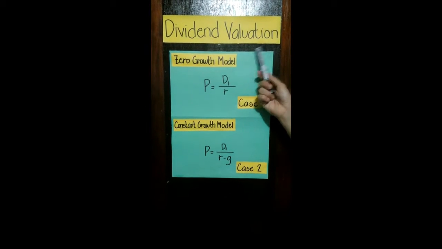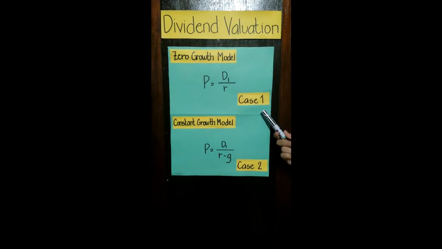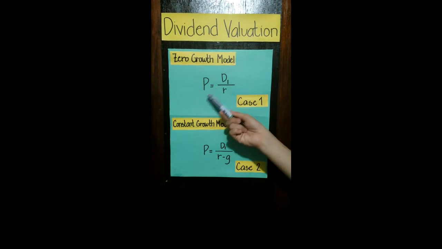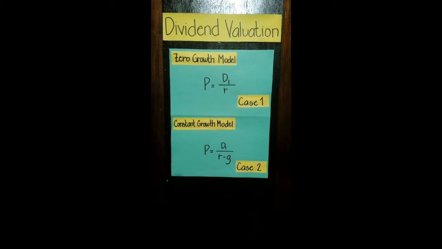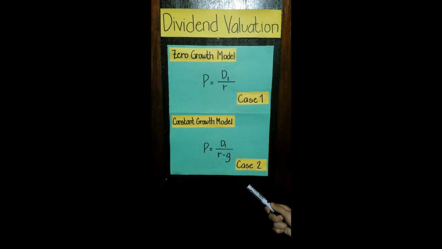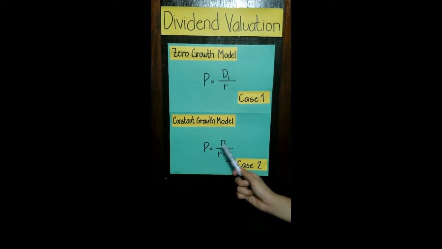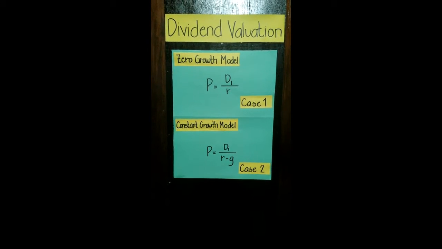In finding dividend valuation, we need to consider two cases. The first one is the zero growth model, the first case, where P is given by D sub 1 over R, where the dividend is constant through time. The second is the constant growth model, case 2, where P is given by D sub 1 over R minus G. Dividend grows at a constant rate of G.